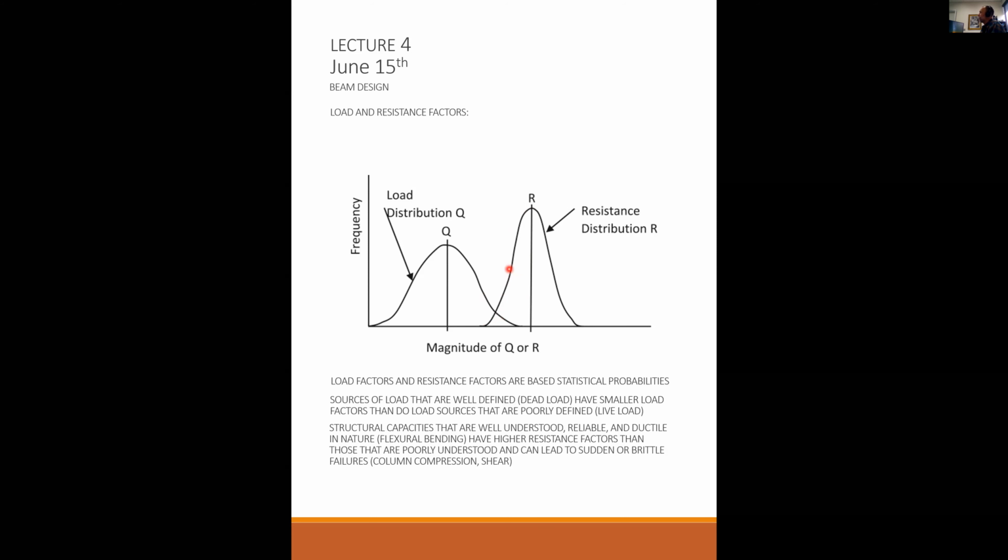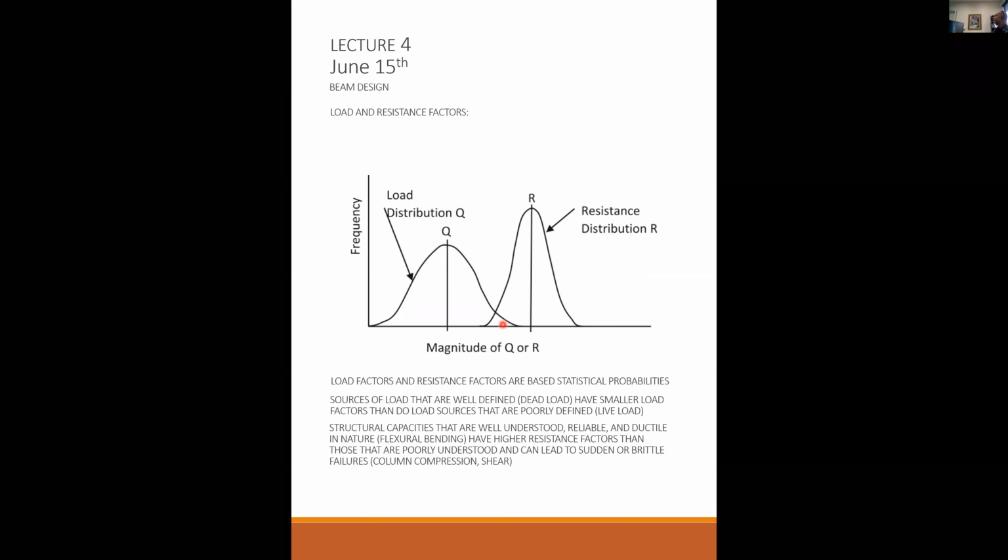If your capacity is way down here, but your load effect is still way over here, well, then you're okay. If your load effect is way out over here, but your capacity is closer to what you think it is, you're okay. It's only where these two overlap that you have a failure. For some reason, the beam is somewhat weaker than you thought, and at the same concurrent time, the load is somewhat larger than what you thought. And where these overlap, you have a failure.